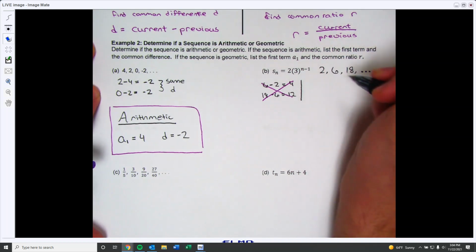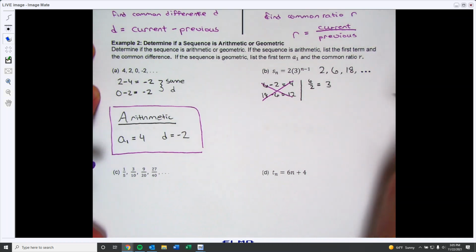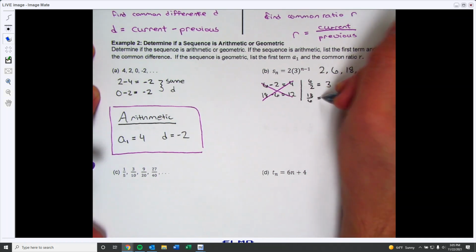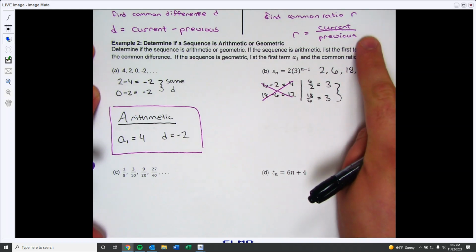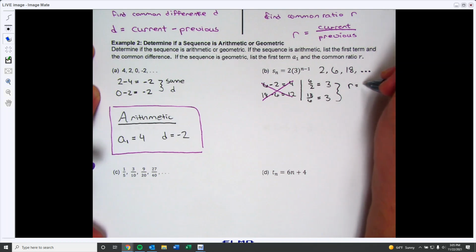So now let's do a check to see if it's geometric. If it's geometric, I can take my current 6 and divide by my previous 2. That gives me 3. And then I can do it again. 18 divided by 6. That gives me 3 again. Since they are the same when I did division, this one is geometric. And my common ratio is 3.